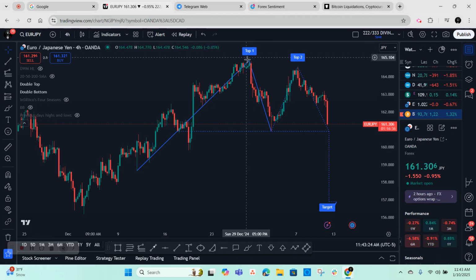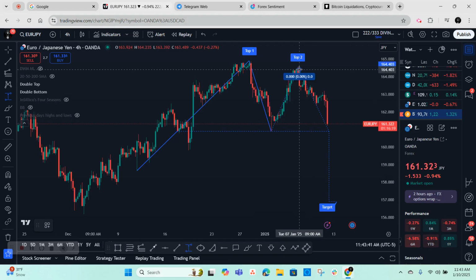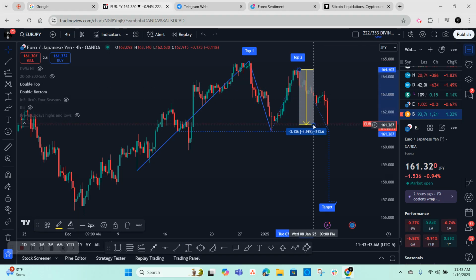Next. Euro JPY, double top. You would have found entry somewhere on January 7th. We're about to hit the neckline. Matter of fact, we're within the zone right here. We're good to go. We can start taking profits right now. This is on the 10th. What we talking about? Nothing. Up 313 pips. Nothing.